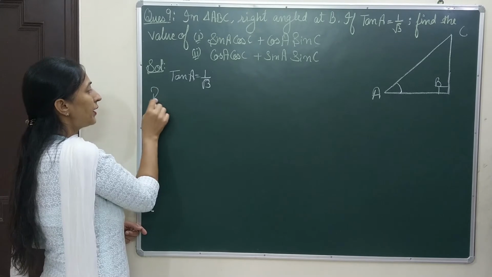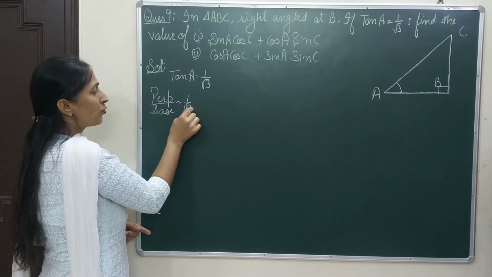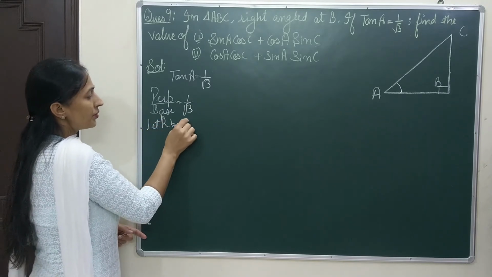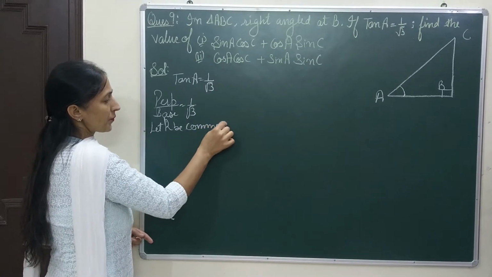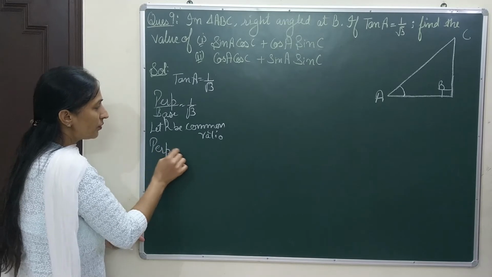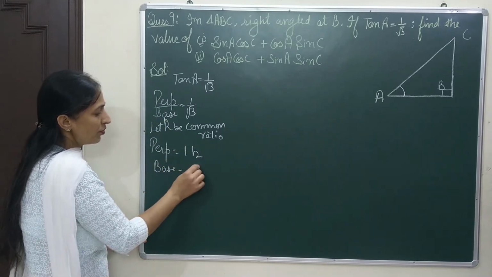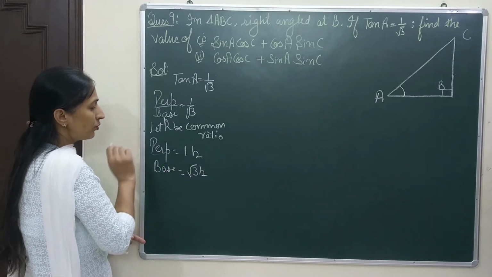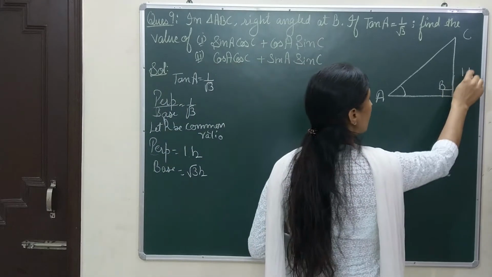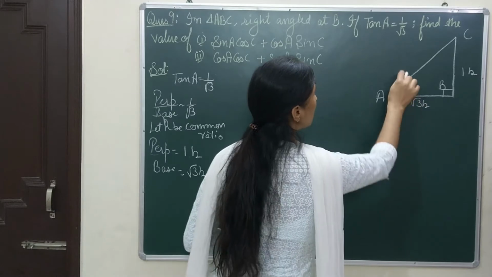So we are given the value of tan A is 1 by root 3, and you know that tan A is perpendicular by base. So if I suppose let K be the common ratio, then what is the value of perpendicular? Perpendicular must be 1K and what will be base? Base will be root 3K. So I have got two things from here, perpendicular and base. Perpendicular is 1K and base is root 3K.